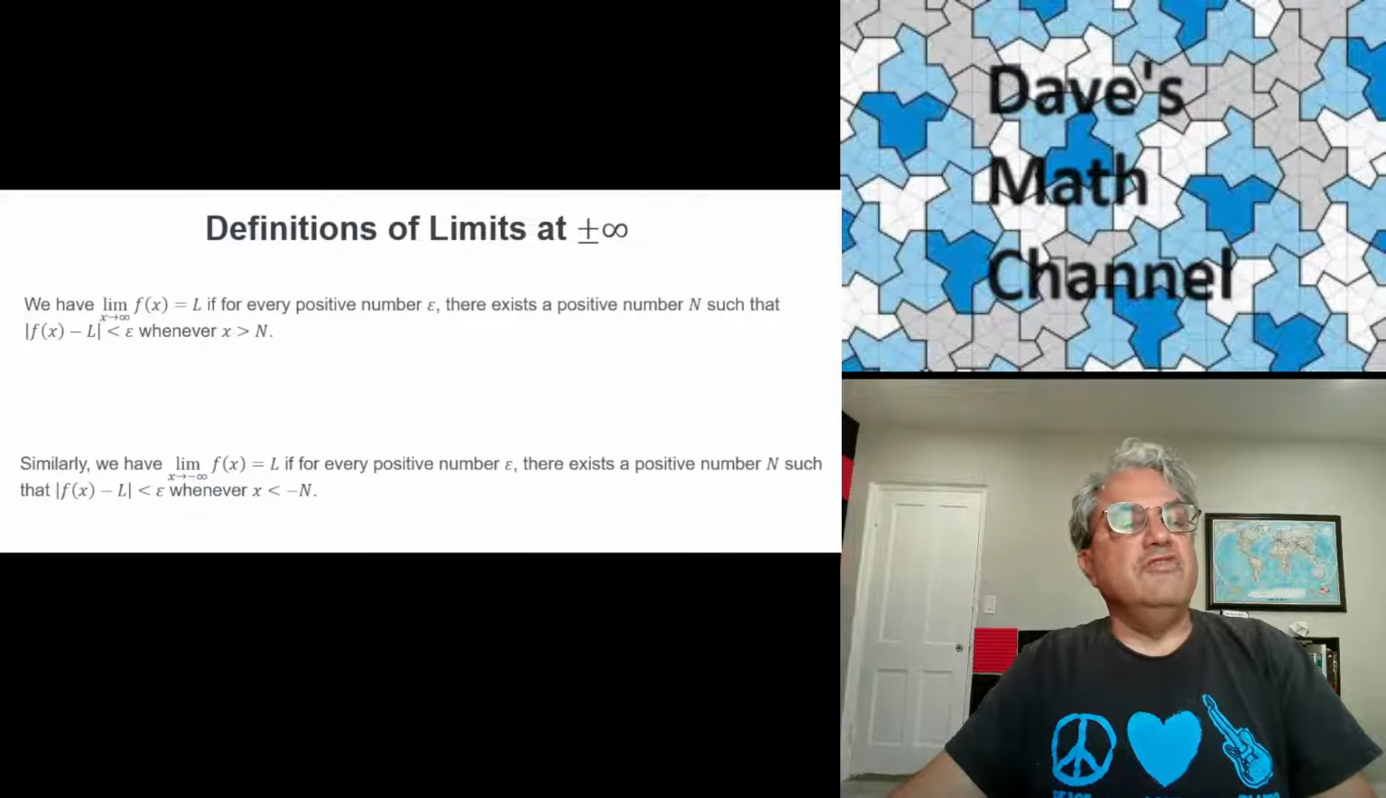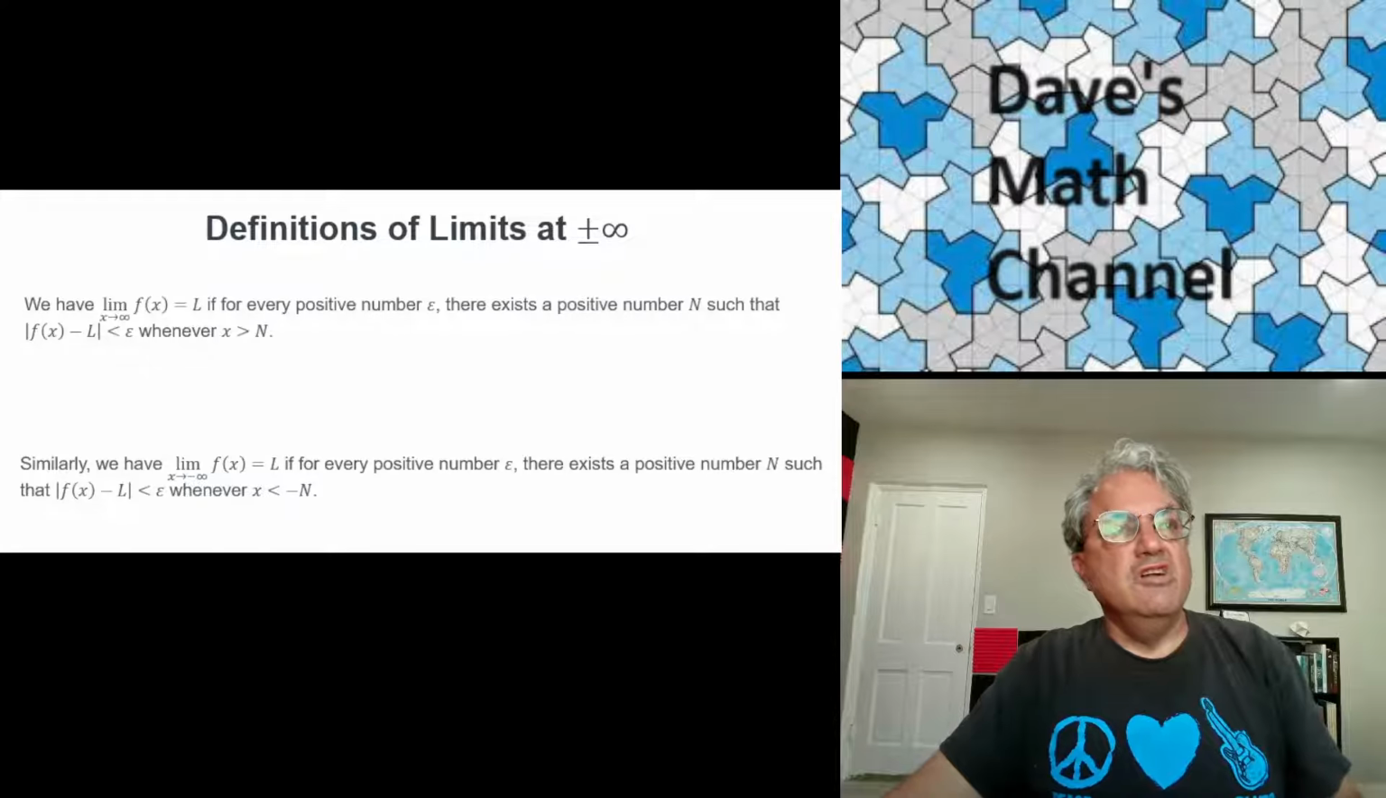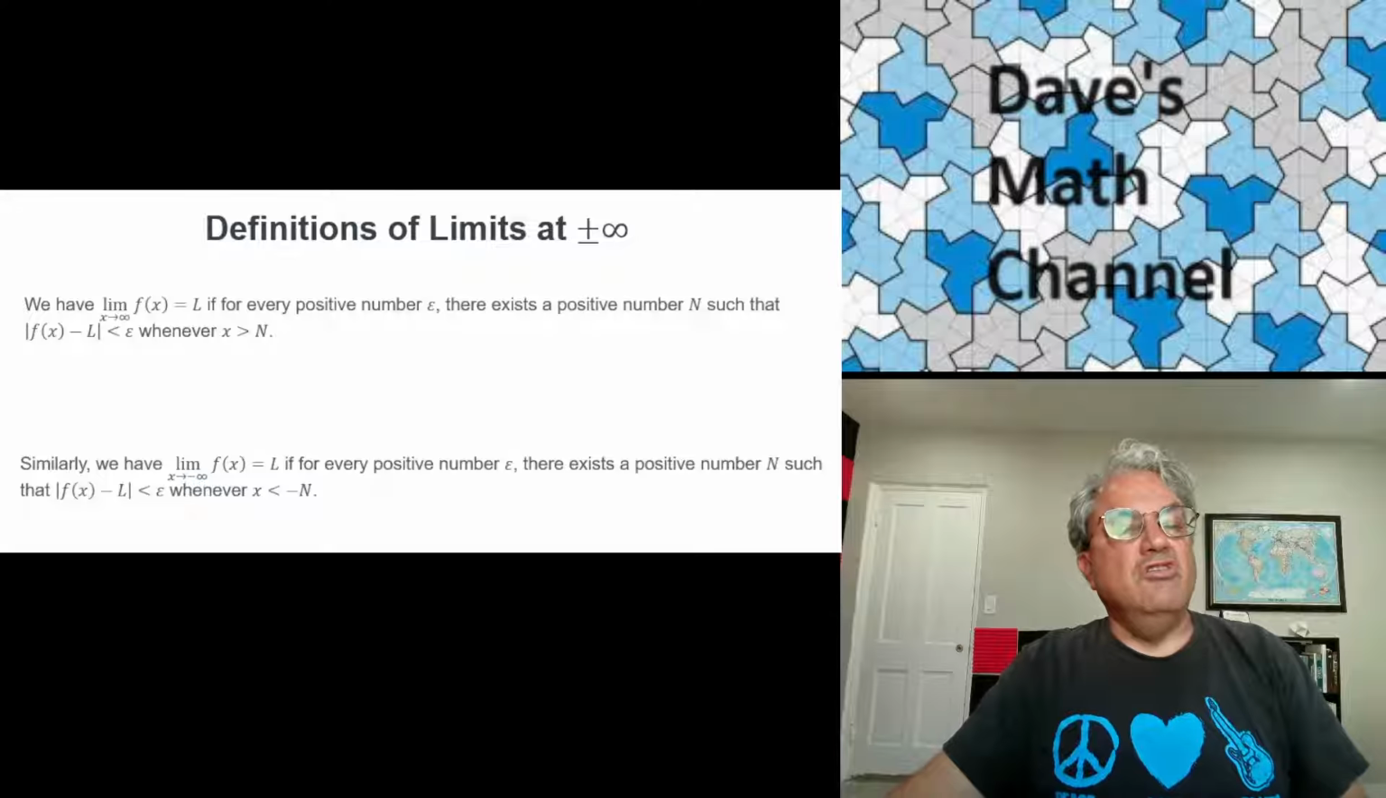So we say that a function f of x has a limit L at infinity if for every positive number epsilon, we're supposed to imagine epsilon small here, there exists a positive integer n, which we're supposed to imagine as large, such that whenever x is greater than n, we have the absolute value of f of x minus L less than epsilon. That just means that f of x is approaching L. The difference in absolute value gets less than epsilon for significantly large values of x greater than some large value n.